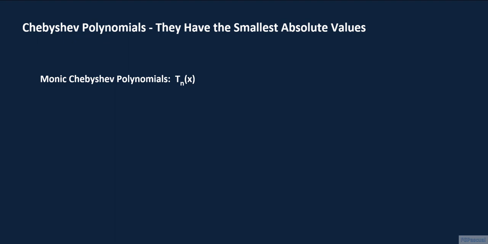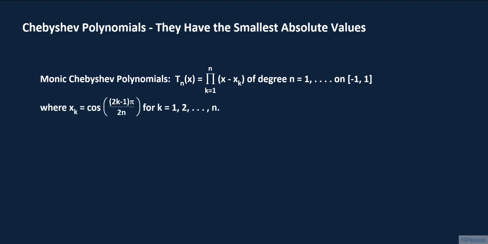A formulation of the monic Chebyshev polynomials T_n(x), whose degree is n greater than or equal to 1, for the interval from -1 to 1 has T_n(x) equal to the product from k equals 1 to n of the linear factors x minus x_k, where x_k equals cosine of (2k minus 1) times pi divided by 2n, and k goes from 1 to n. The exception is T_0(x), which is equal to 1.